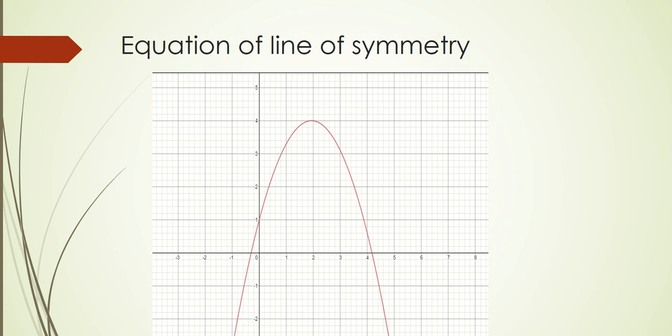Now, if it is making a sad face or a negative graph, we can see that the turning point helps us to find the line of symmetry. The turning point is here. So I can draw a straight line downward and the straight line goes through point +2. So here the equation of the straight line is x is equal to +2.